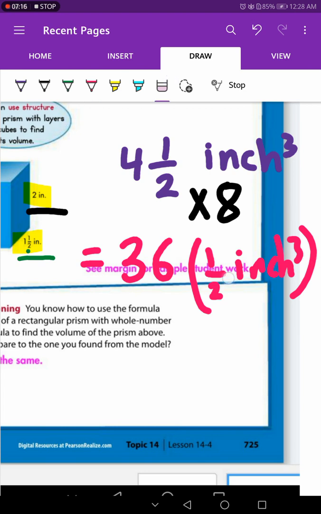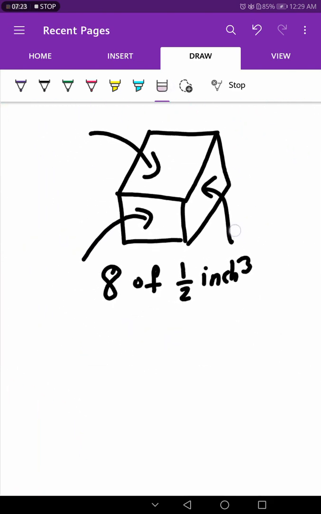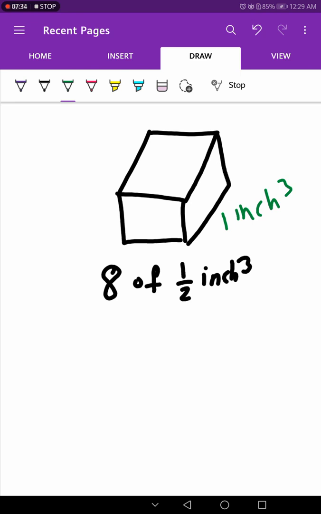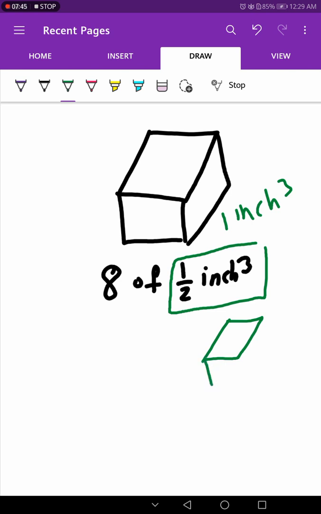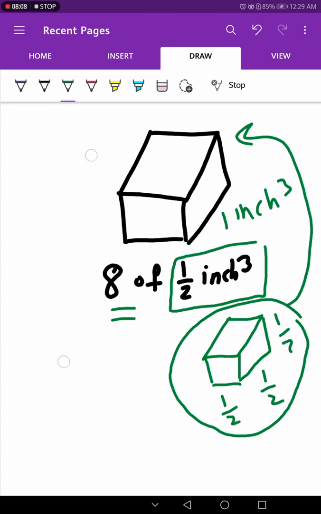Dear students, what you have to know now is that if I have a 1 inch cube, you have to know how many half inch cubes it can take. Like this. This is the half inch cube. How many of this can the 1 inch cube take? Yes, 8. Okay, good.